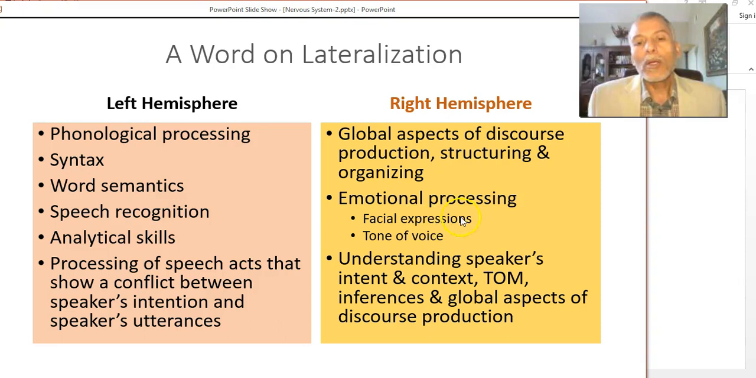The right hemisphere also is dominant for processing of facial emotions, facial expressions. Are you expressing surprise? Are you expressing disgust? Are you expressing pleasure? All of this is processed by the right hemisphere. Your tone of voice. Are you angry? Are you sarcastic? Are you mad? All right hemisphere. Understanding the speaker's intent, the implied intention, for example.